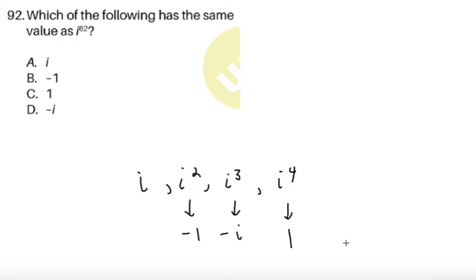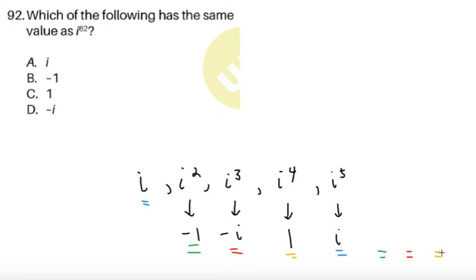If we continue the pattern, since i to the 4th is 1, i to the 5th is just i to the 4th times i, so this becomes i. So we have a pattern here. It repeats every 4; there's a cycle of every 4 terms: i, negative 1, negative i, 1, i, and it's expected that the next few terms would be negative 1, negative i, and then 1, and so on.